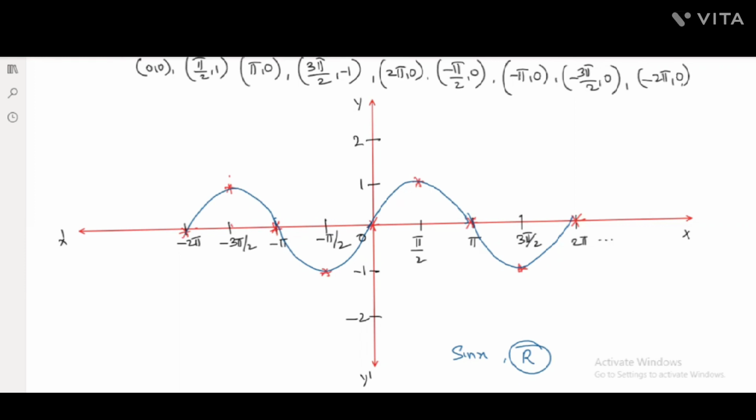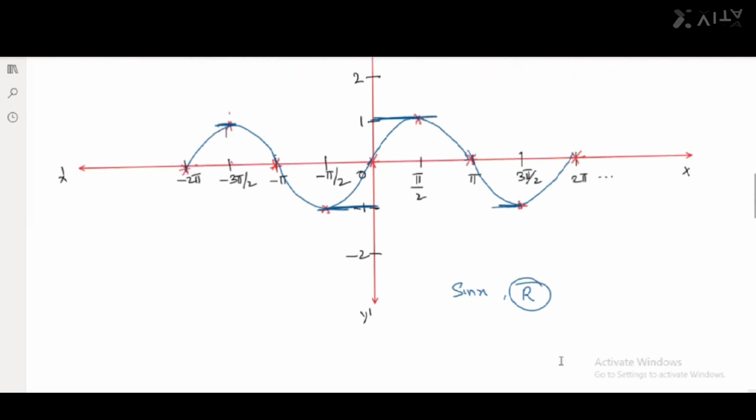But when we are observing the graph, the maximum value we are getting is 1 and the minimum value is minus 1. So the minimum value is minus 1 and the maximum is 1. Whatever real numbers you substitute in the sin x function, the output will be only between minus 1 comma 1.